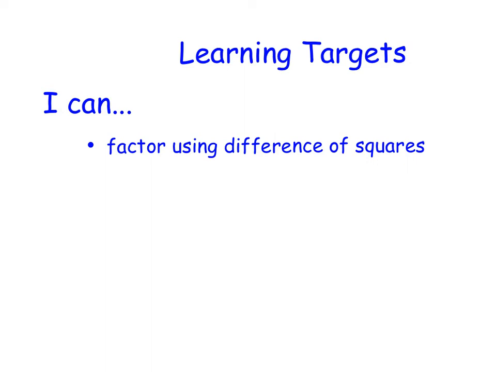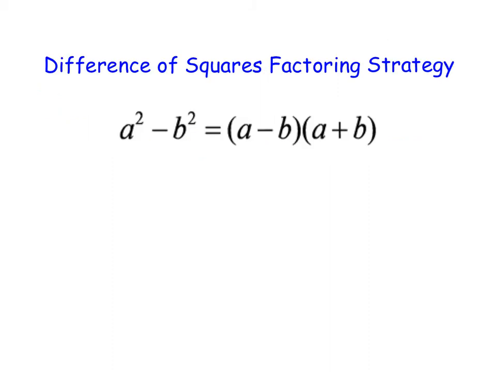In this video, we're going to learn how to factor by using the difference of squares. The difference of squares factoring strategy is a factoring strategy that can be used in very specific circumstances like we see here on the left-hand side. What you'll notice there is we have values of a and b, and those just represent a term.